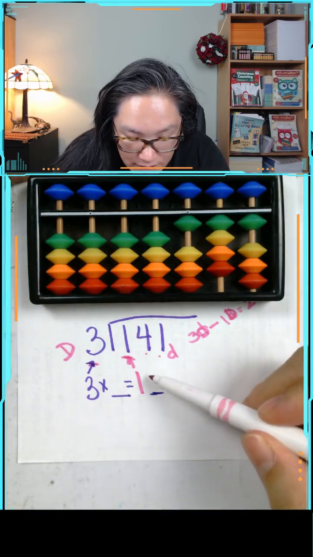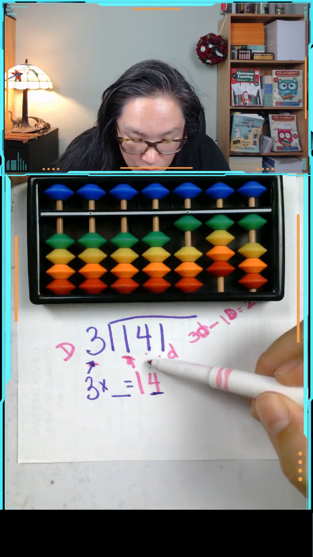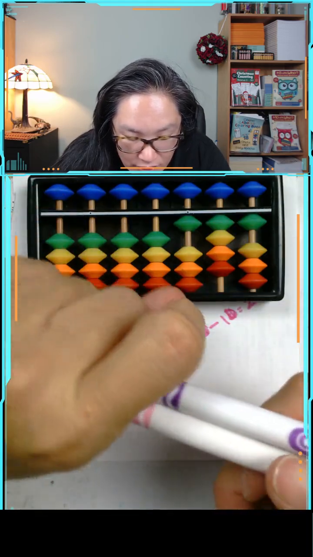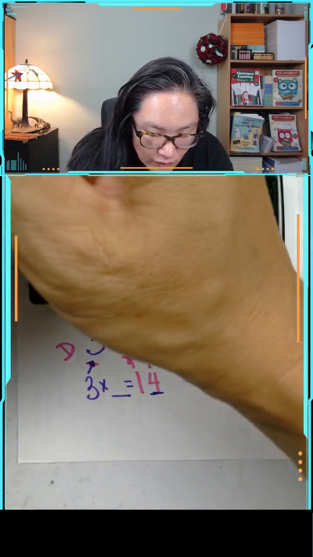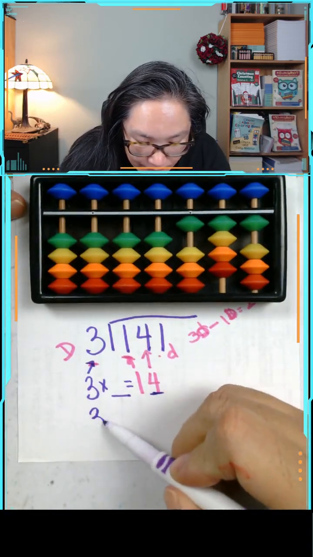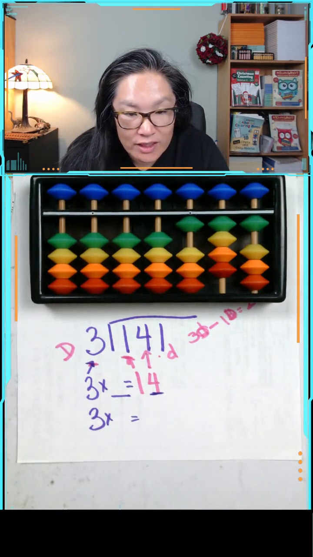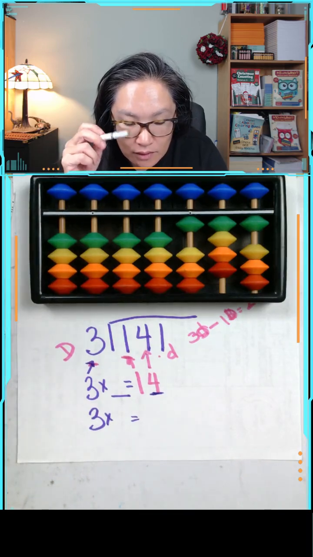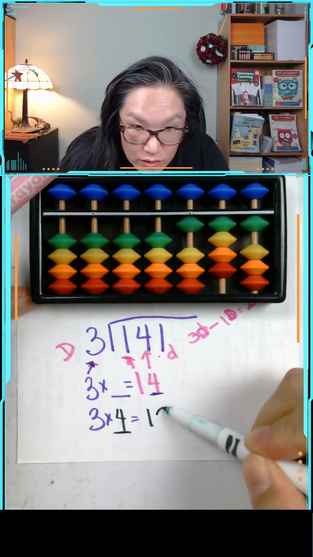Bring down the 4. Yes, we're going to make it a 14. The 4 comes from here. So now the question is, what times 3 is equal to 14 or less? What times 3 is 14 or less? 4 times 3 is equal to 12.